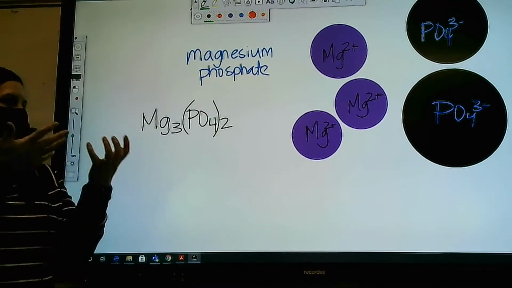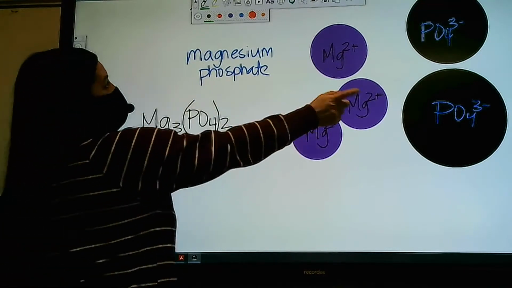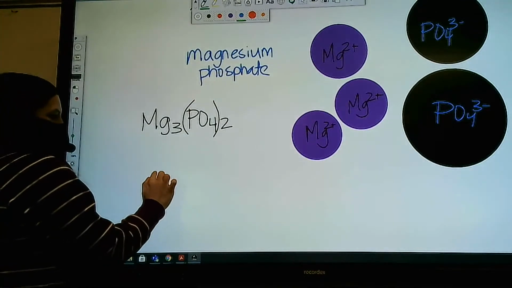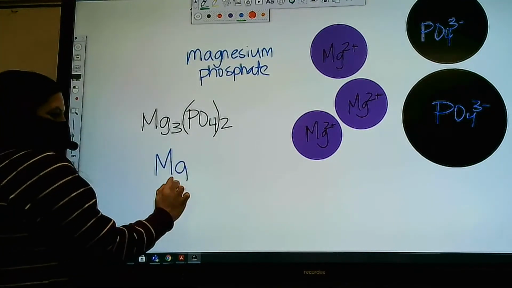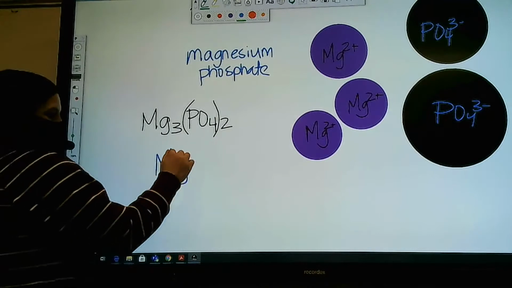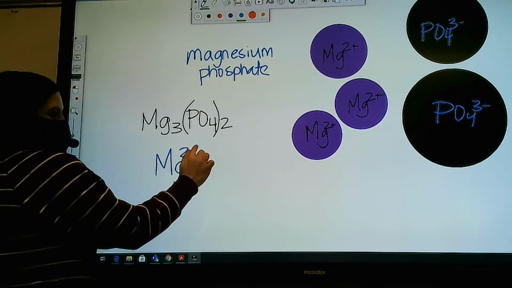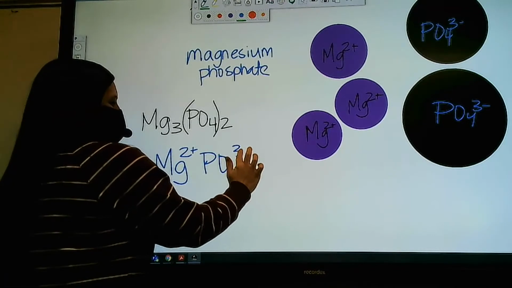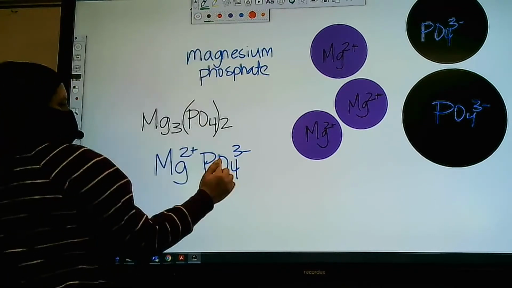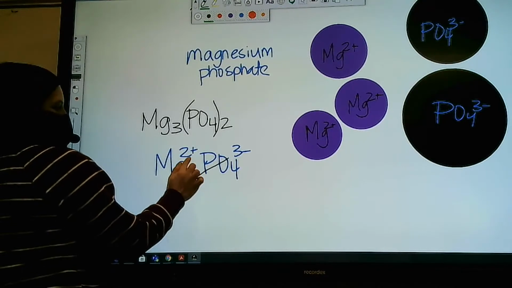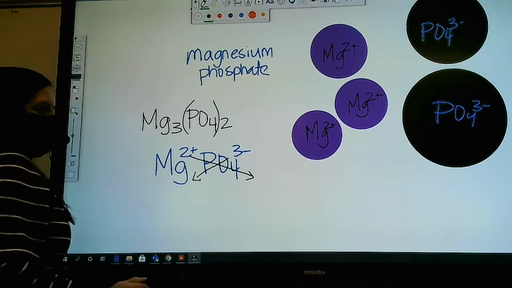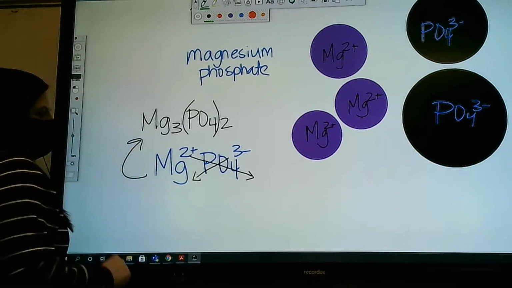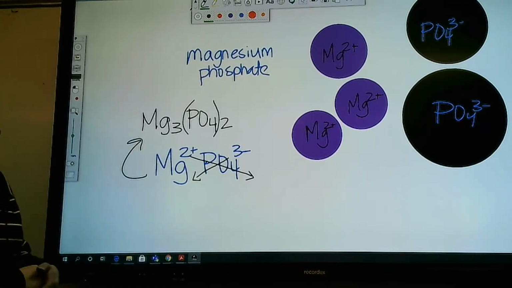Does that make sense? But we still can do crisscross. This is just like what we see here. I just like to give you a visual representation of what we're doing. But if we do that crisscross method that we were doing yesterday and this morning, magnesium has that 2 plus, phosphate, PO4 3 minus. I'm going to crisscross my charges. That 3 gets brought down, 2 goes behind it, and so we just rewrite it like this, again with the parentheses.